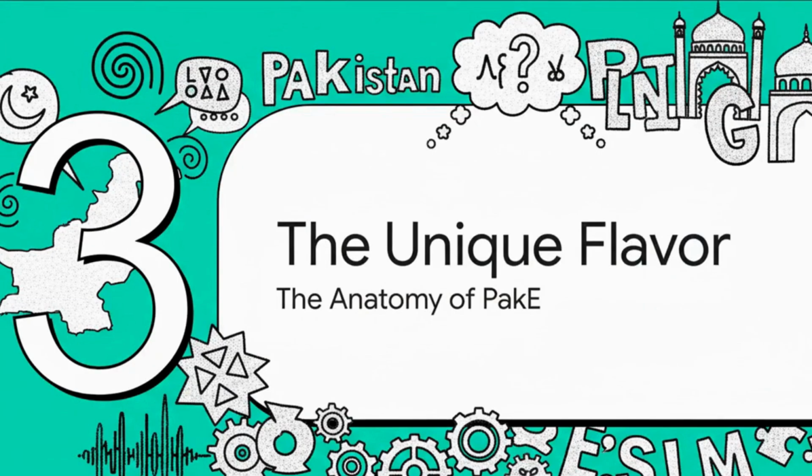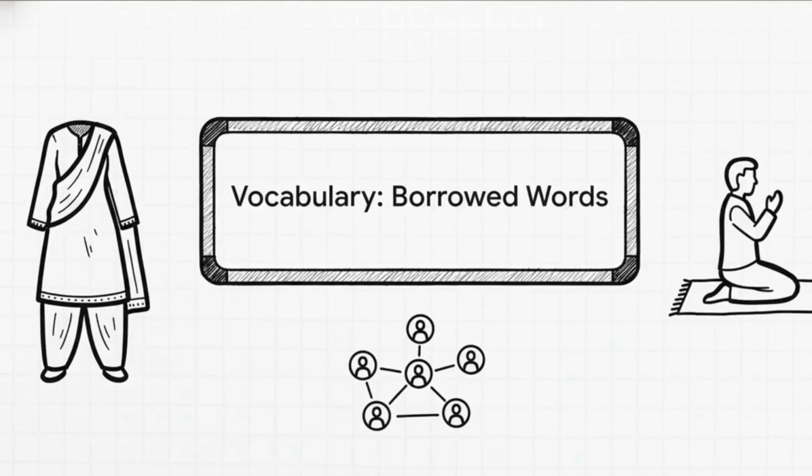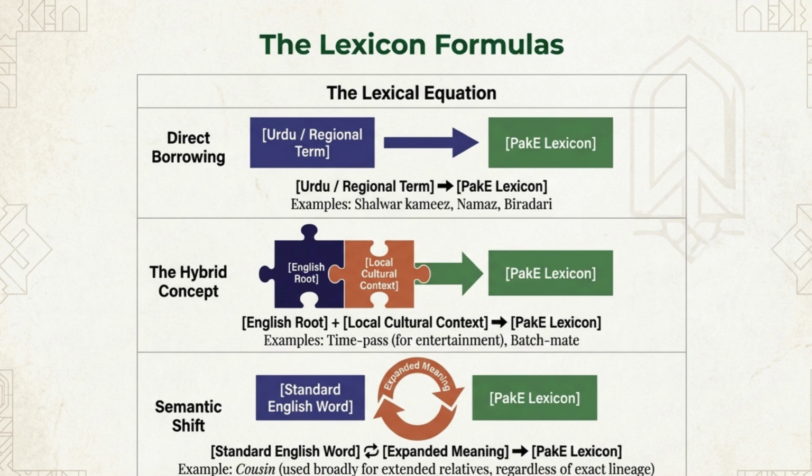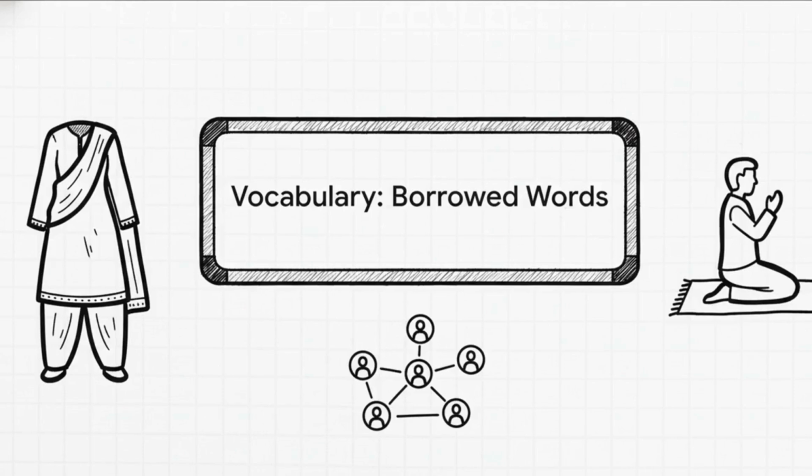And that whole evolution brings us to the really cool part, the anatomy of Pakistani English itself. This is where we can actually see the proof. So let's break it down. What are the specific things that make it so unique? Okay, first up, let's talk about vocabulary. Pakistani English borrows words straight from local languages, especially for things that just don't have a perfect English equivalent. Words like shalwar kameez for the national dress, or namaz for prayer, or biradari for a kind of family network. They just slide right into English sentences.